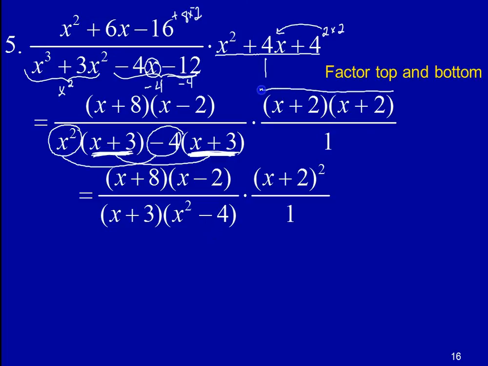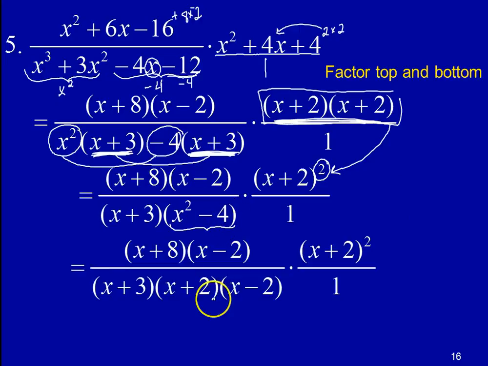Now, it does not matter if you take this x plus 2 and make it x plus 2 squared. It's completely up to you, but recognize, what does this squared mean? It means there's two of them. Okay, so I have two x plus 2's up there. Now, before you start canceling, always check to see if there's something else that you can do. I have a perfect square right here, x squared minus 4. That can break up again. x squared minus 4 is what and what? It is x plus 2 and x minus 2. So I need to make sure I factor as much as possible before I start canceling.